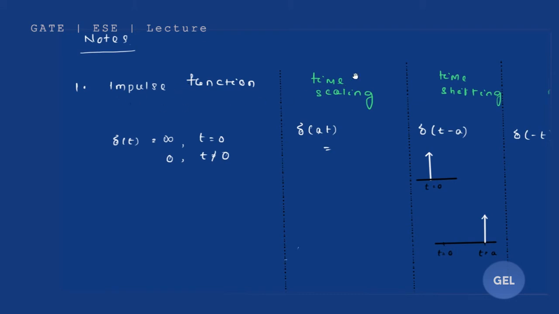Now look here carefully. For time scaling, this is very important: delta of at always gives this value, 1 by a delta of t. Remember this value, very important for GATE and engineering service exams.